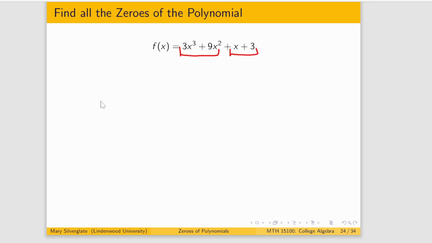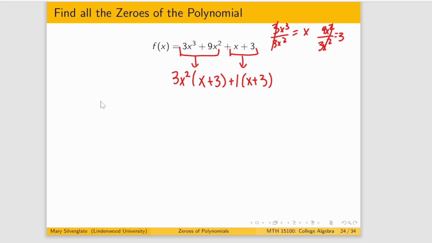So this has 4 terms. We want to check if it factors by grouping. For the first group, what's the greatest common factor? 3x squared. If I do 3x cubed divided by 3x squared, that will leave me with just x. 3 divided by 3 is 1. X cubed divided by x squared is x. Similarly, if I do 9x squared divided by 3x squared, 9 divided by 3 is 3. X squared divided by x squared is 1. So that just leaves me with 3. X and 3, what's their greatest common factor? That's just 1. And now I can make one parenthesis of what's the same, x plus 3, and one parenthesis of what's different, 3x squared plus 1.